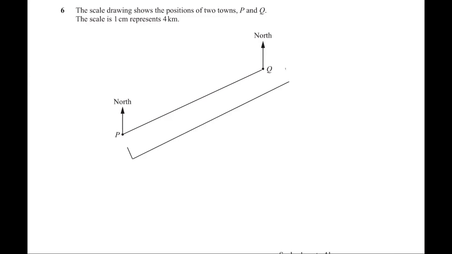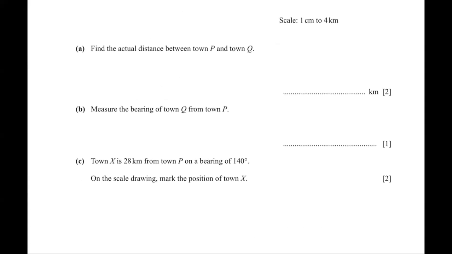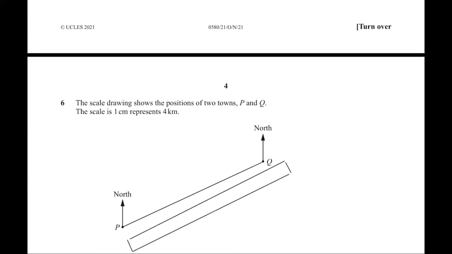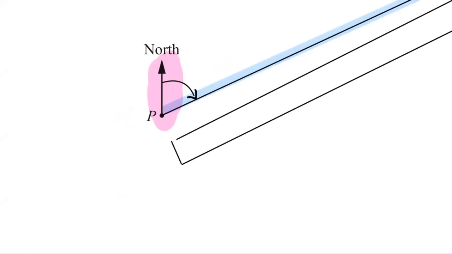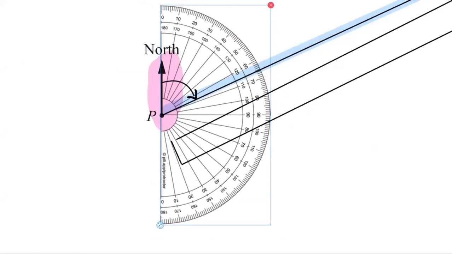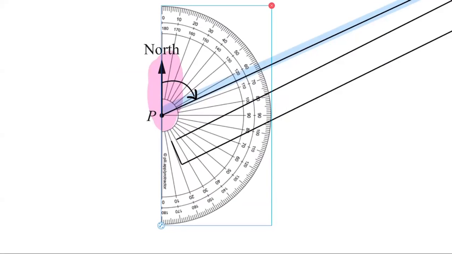Measure using a ruler. And that's the scale. Then they ask you to measure the bearing of town Q from town P. Now you are in town P, going to Q. So you have to measure the bearing using a protractor. Take your protractor and measure it. It should be about 65 degrees.